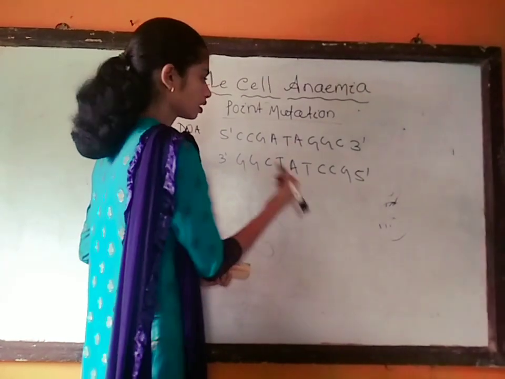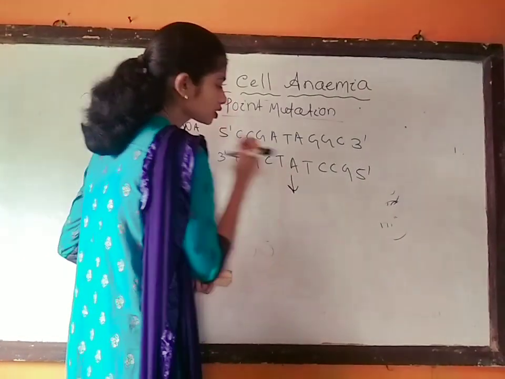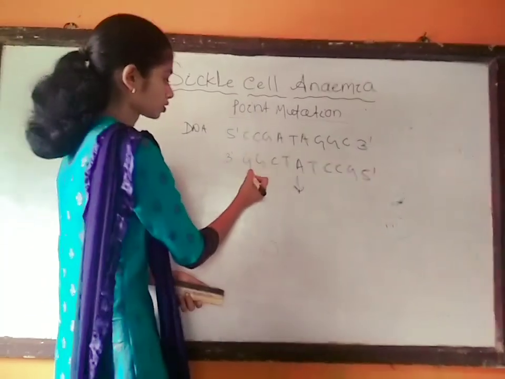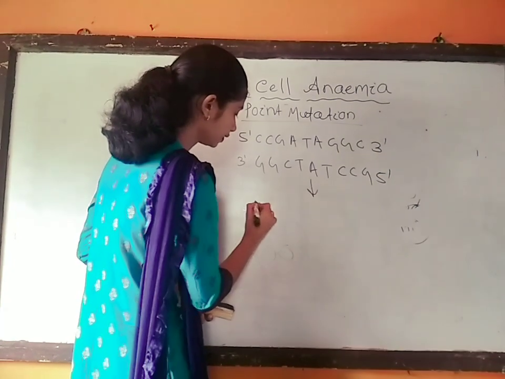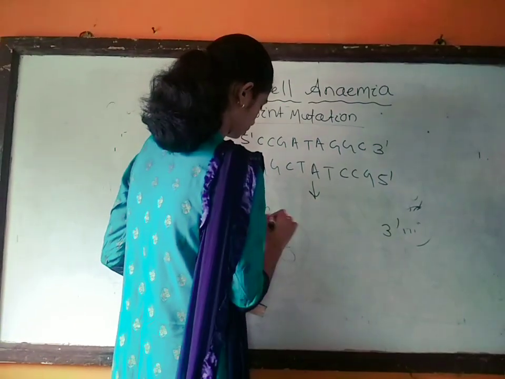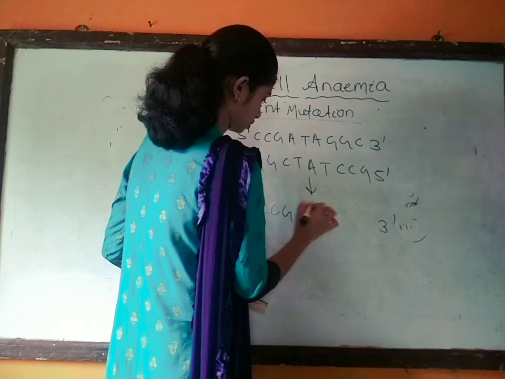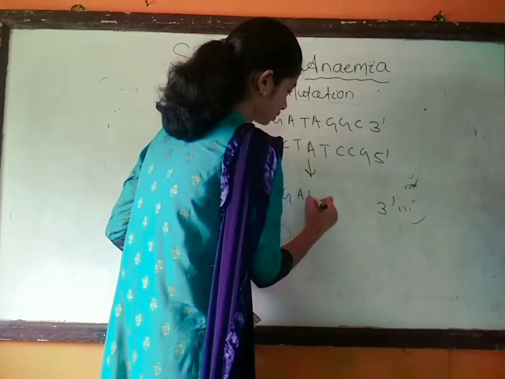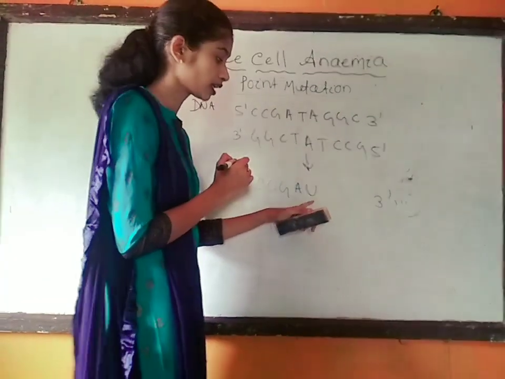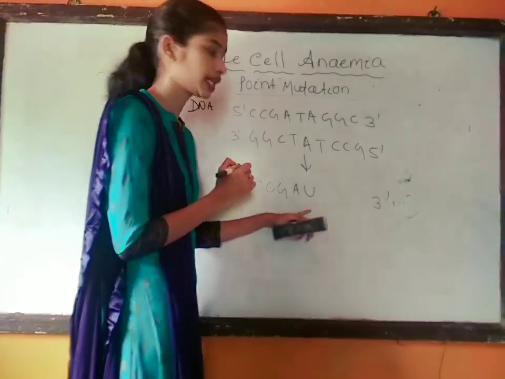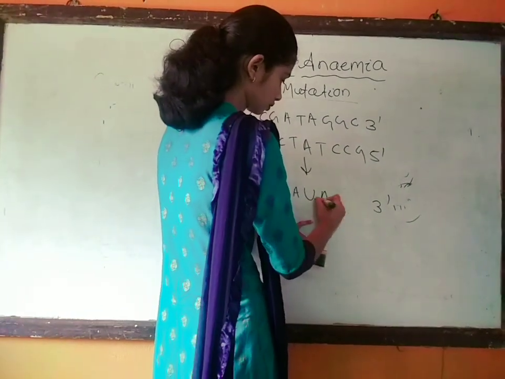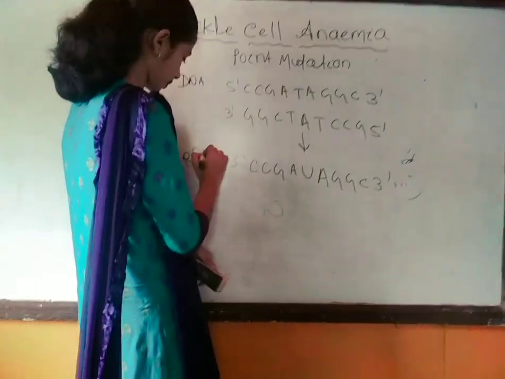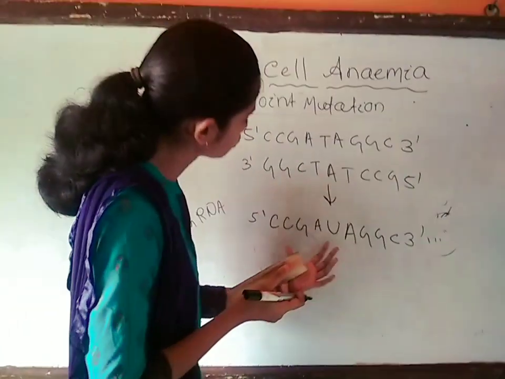So this complementary strand will produce the mRNA. DNA will produce the mRNA. In the mRNA, A will be replaced by uracil, because it's an mRNA strand. It will not be taken as thymine. It will be uracil. So this is the mRNA strand.